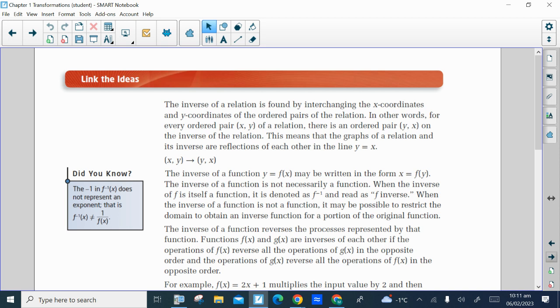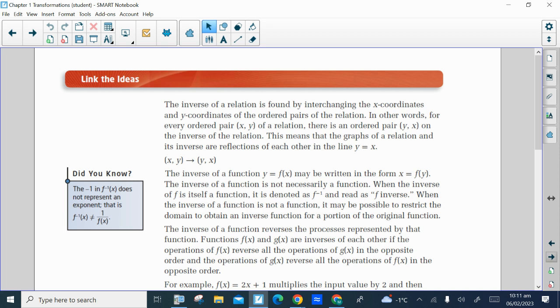This means that the graph of a relation and its inverse are reflections of each other in the line y equals x. So we've seen reflections across the x-axis, across the y-axis. So that's why this is a part of a transformation. It is a reflection. The only difference is that the reflection is about the line y equals x.